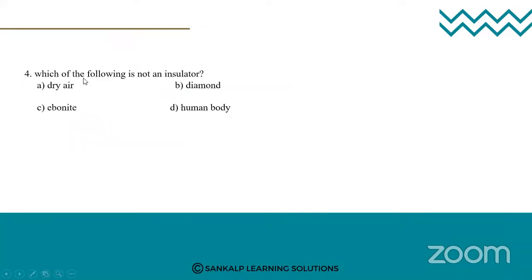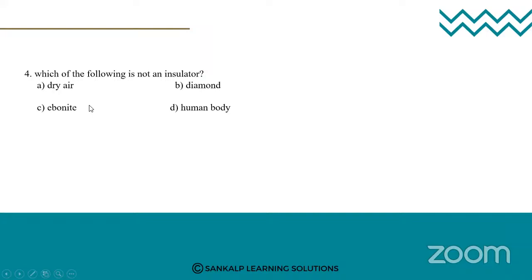The next question. Which of the following is not an insulator? Understand the question. They are asking which is not an insulator. Which is not an insulator means which is a conductor, right? Dry hair, diamond, ebonite, human body. Ebonite is nothing but a type of plastic.